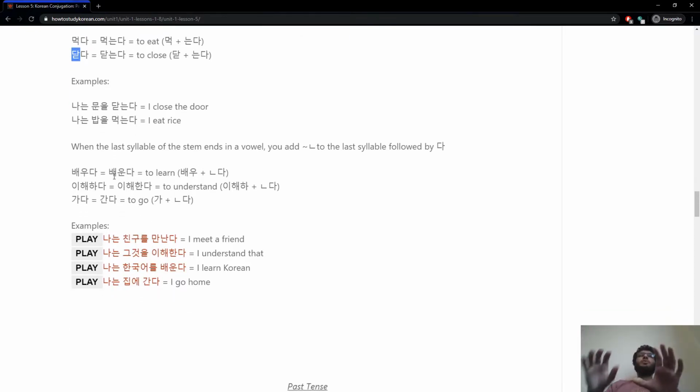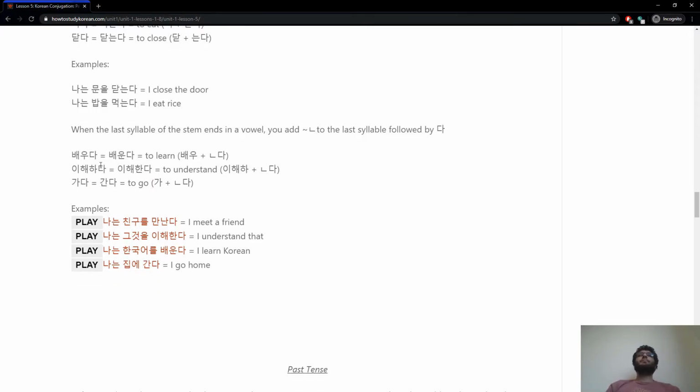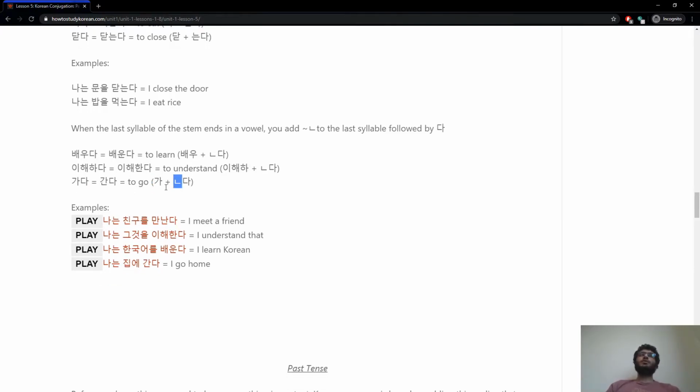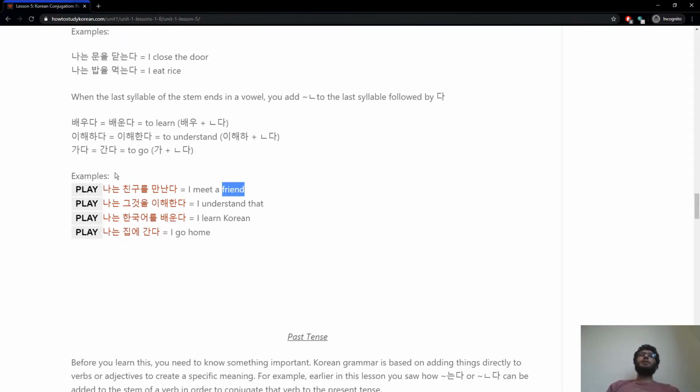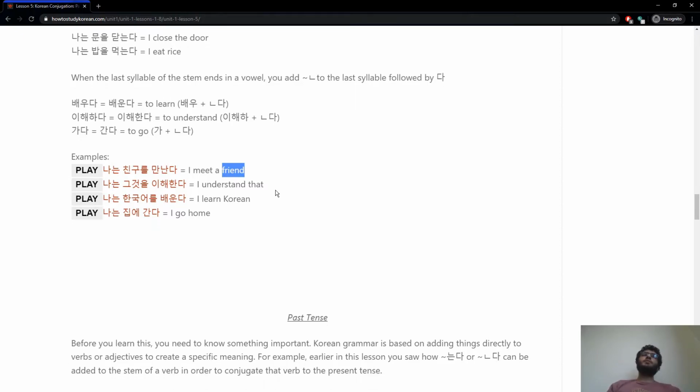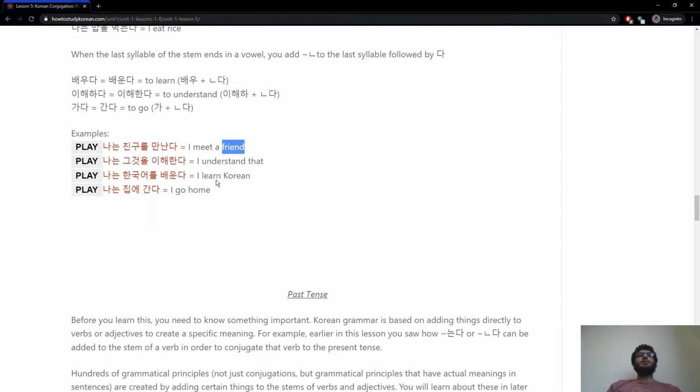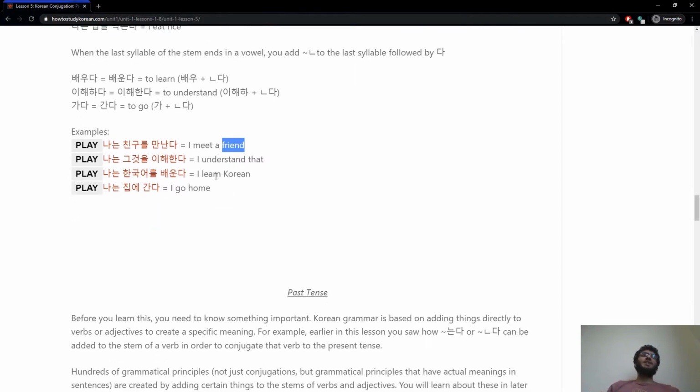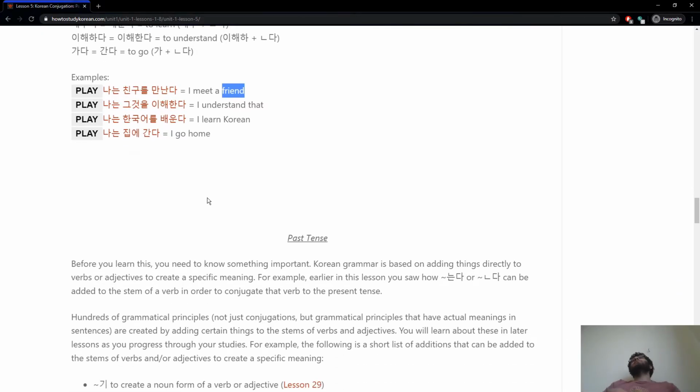So 배운다, 이해한다, to understand. 간다. You probably heard this a lot. 간다, 나 간다. So yeah, that's just how you conjugate. It's very simple. You're just attaching something to it. So 나는 친구를 만난다. 나는 그것을 이해한다. 나는 한국어를 배운다. 나는 집에 간다. So that's the present tense.